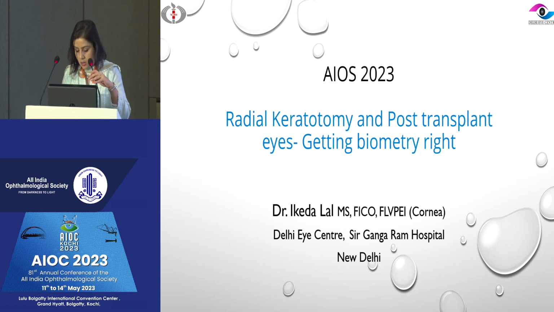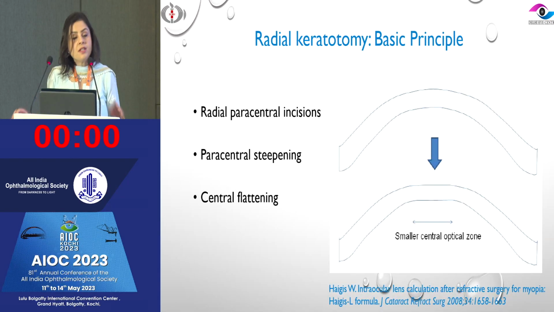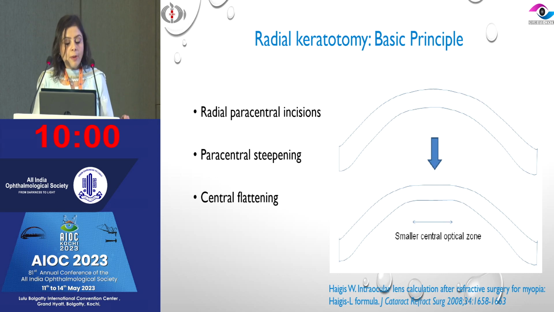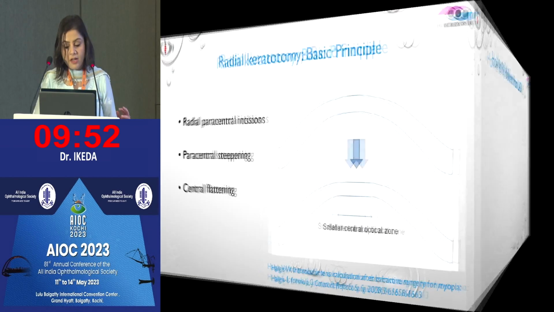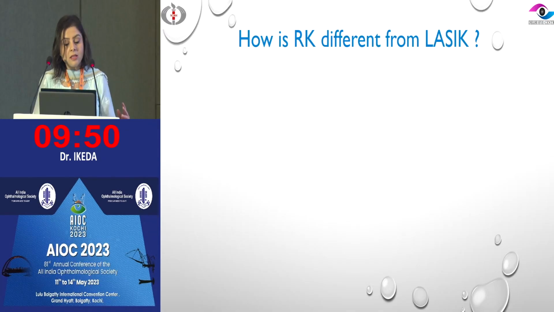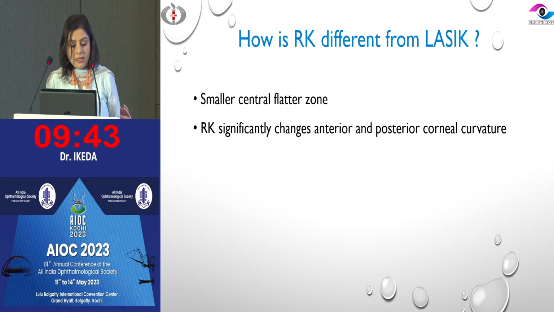I'll be talking about radial keratotomy and post-transplant eyes today. Now let's understand the basic principle of how radial keratotomy works. We have radial paracentral incisions. They cause paracentral steepening and a central flattening. This flattening actually occurs in a very small central zone, and that's how RK is different from LASIK. We have a smaller central flatter zone, typically 3 millimeters or less.